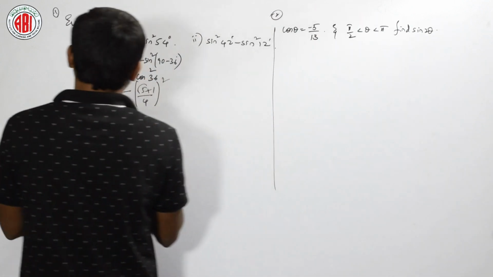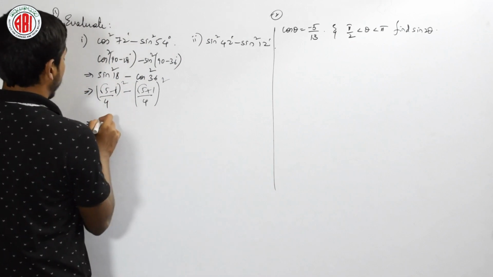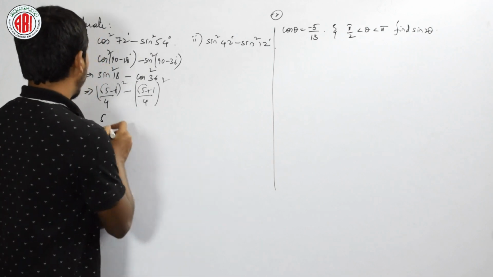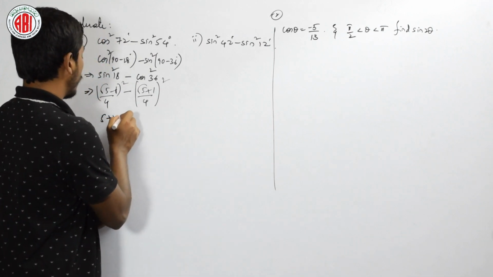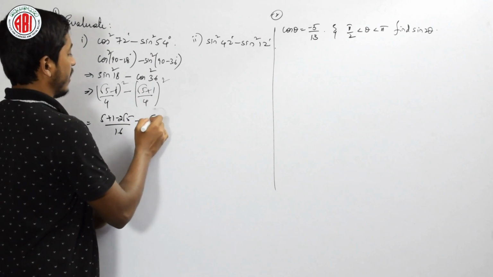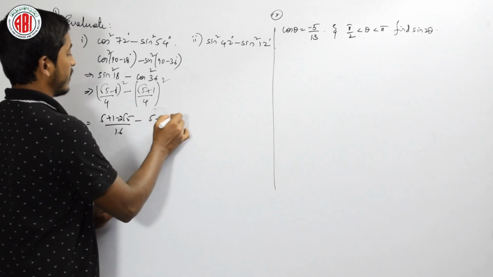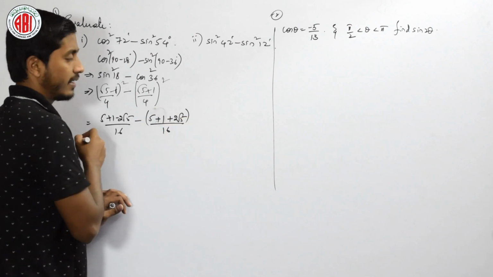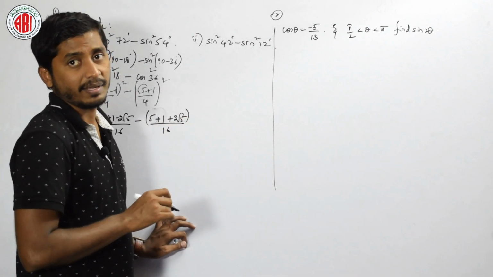Let us do that. What is root 5 minus 1? That is a minus b whole square. Root 5 square is 5, so (5 plus 1 minus 2 root 5) divided by 16 minus (5 plus 1 plus 2 root 5) divided by 16. Let us directly take LCM and subtract it.